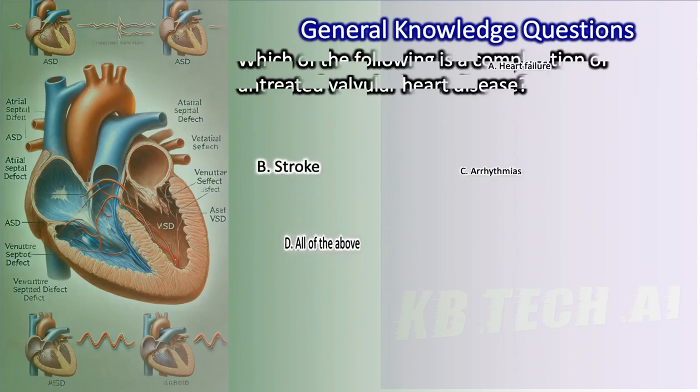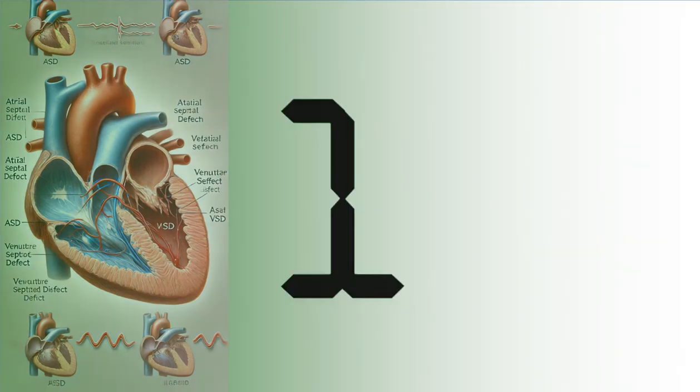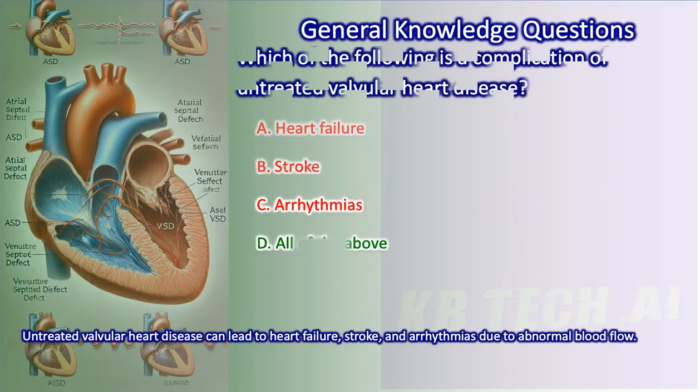Which of the following is a complication of untreated valvular heart disease? Option 1, heart failure. Option 2, stroke. Option 3, arrhythmias. Option 4, all of the above. The answer is option 4, all of the above.